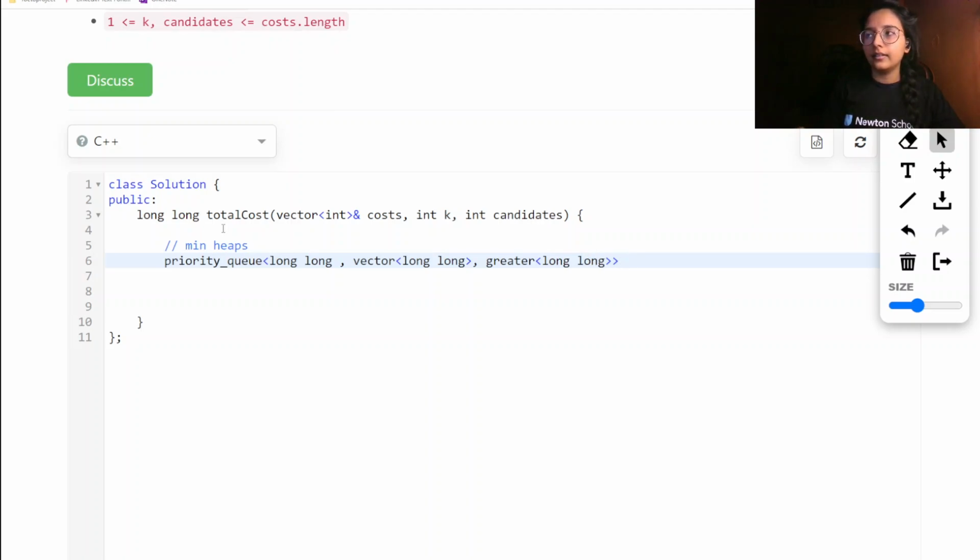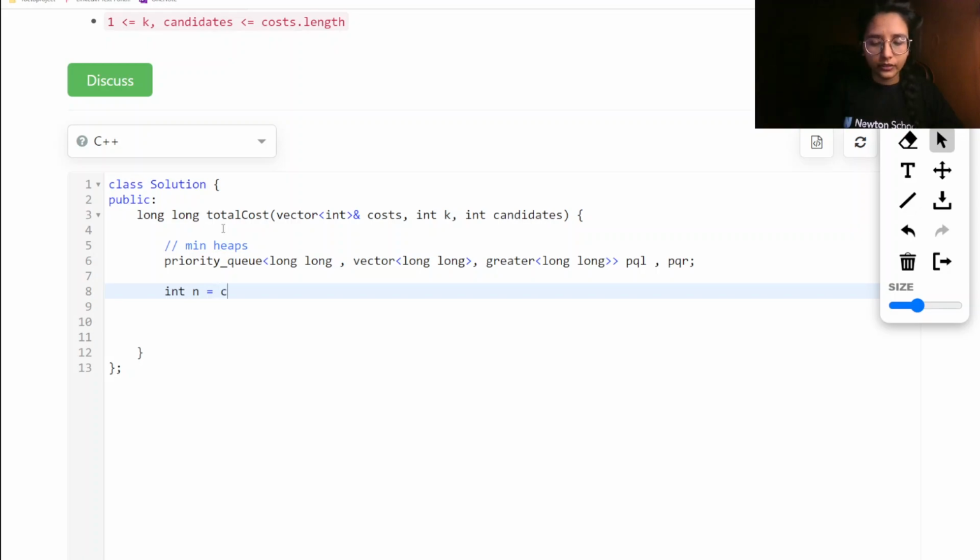So this is our template for priority queue. Now we will be using two priority queues. One priority queue would be for the left side, PQL, and the other priority queue would be for the right side, PQR. So this is how we made the two priority queues. Now comes the part. Let us first take the size of this so that we can easily use it again and again.